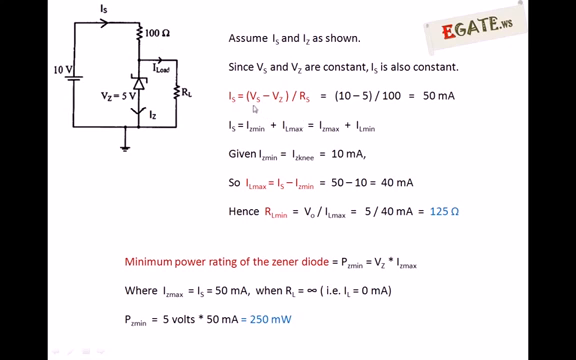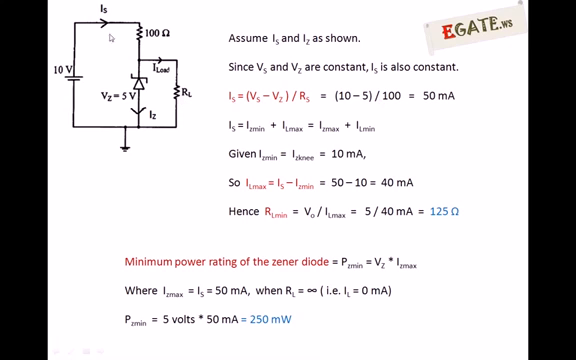So Is is equal to Vs minus Vz divided by Rs. Vs is 10 volts, Vz is 5 volts, divided by Rs, 100 ohms. So the source current Is is 50 milliamperes. So the 10 volt source is supplying 50 milliamperes of current, which is flowing into the Zener diode as well as the load resistor.